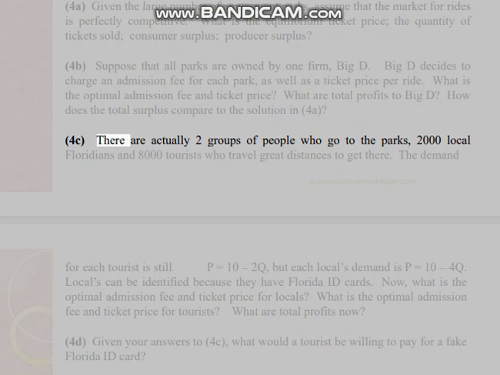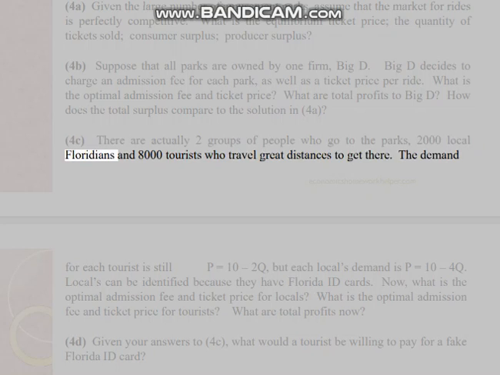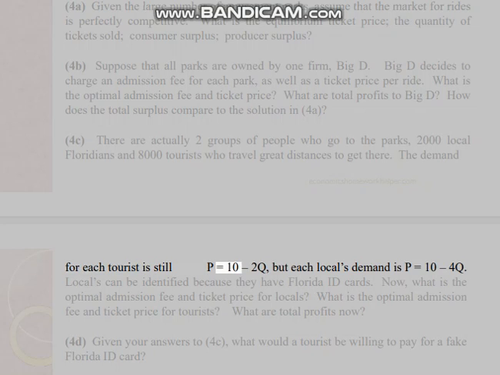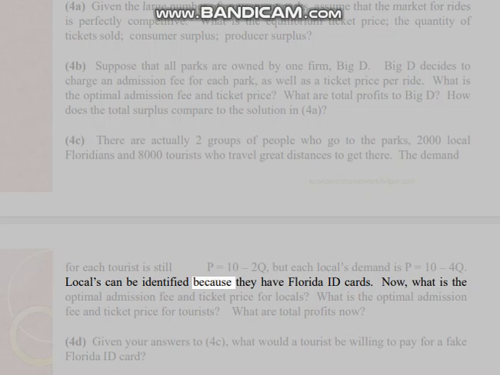For C, there are actually two groups of people who go to the parks, 2,000 local Floridians and 8,000 tourists who travel great distances to get there. The demand for each tourist is still P equals 10 minus Q, but each local's demand is P equals 10 minus 4Q. Locals can be identified because they have Florida ID cards.